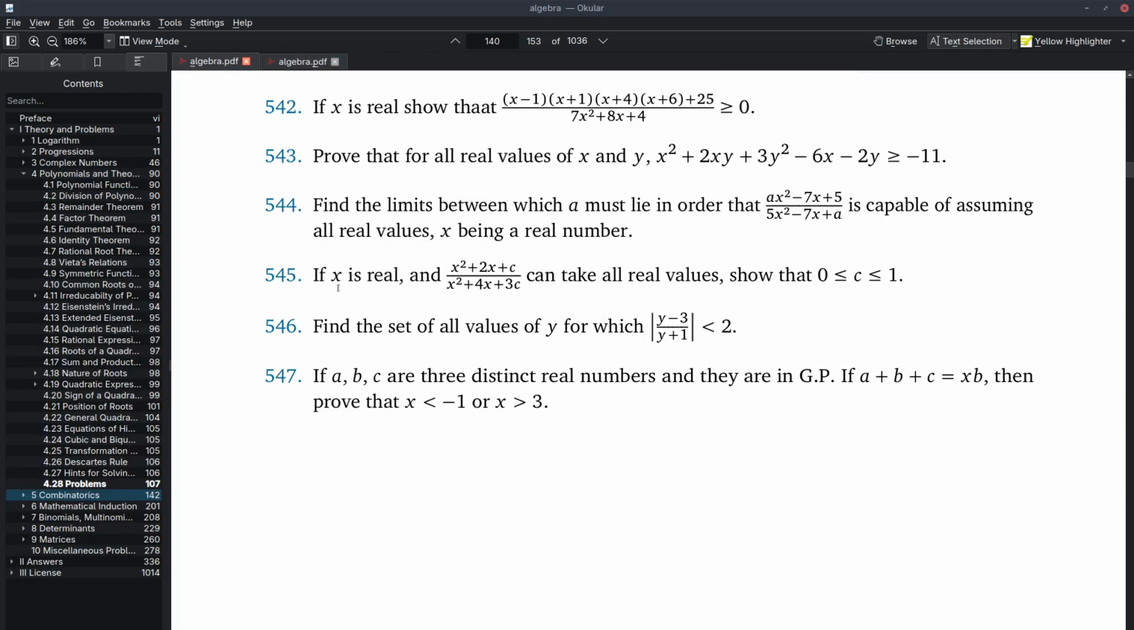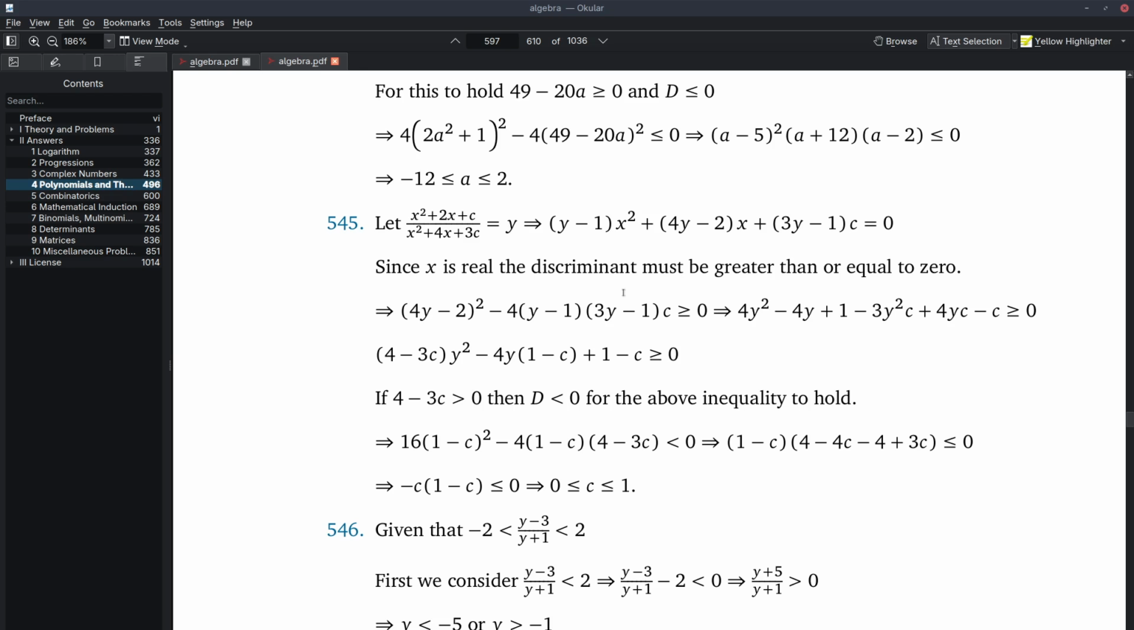Question 545 says: if x is real and (x squared plus 2x plus c) by (x squared plus 4x plus 3c) can take all real values, then show that 0 is less than or equal to c less than or equal to 1. So again we let the given fraction be y and we write the corresponding quadratic equation in x.